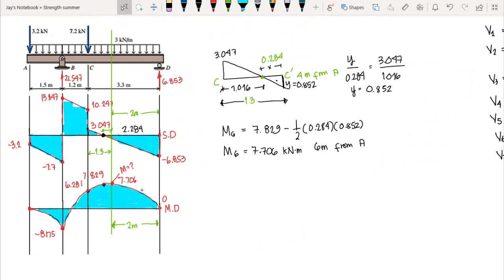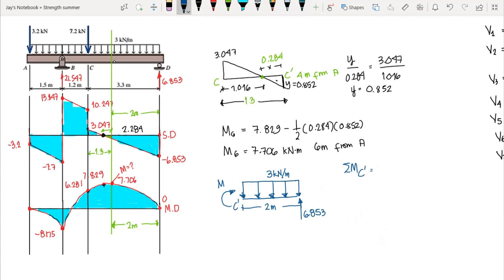Or we can use another approach by cutting at this section here. So we can cut, let's say this is our beam. If we cut, we have 2 meters from D, correct? And then it would have our internal shear and internal moment exposed. So we have, let's say, this our internal moment, and this is 3 kilonewton per meter. We also have reaction at D that is equal to 6.853. You can now sum up moment from, let's say, this is our C prime.